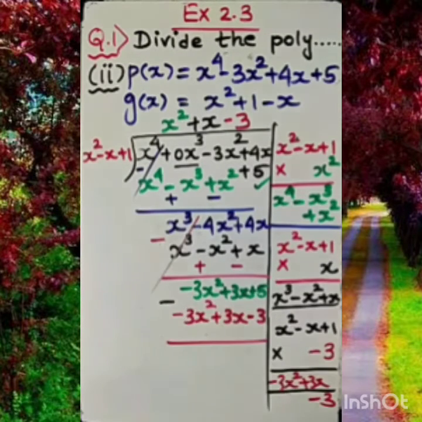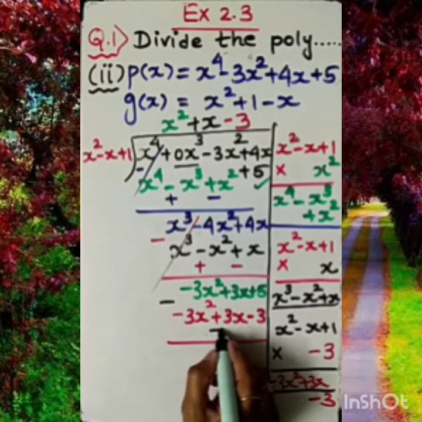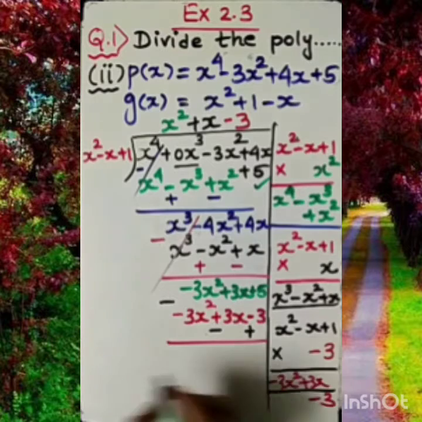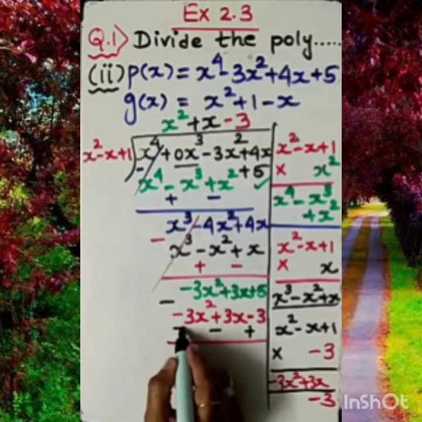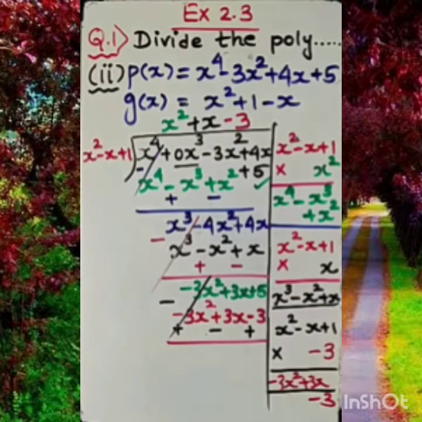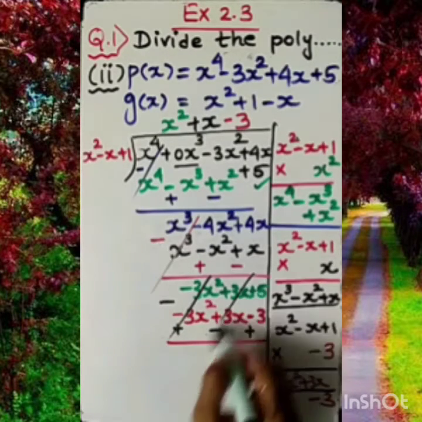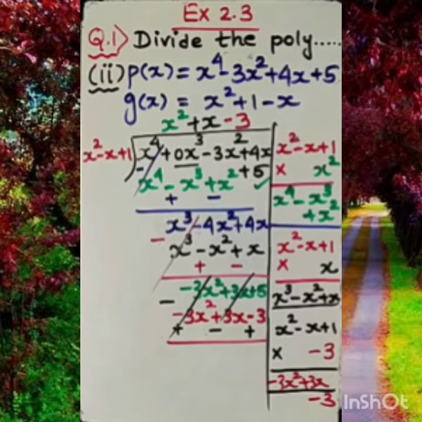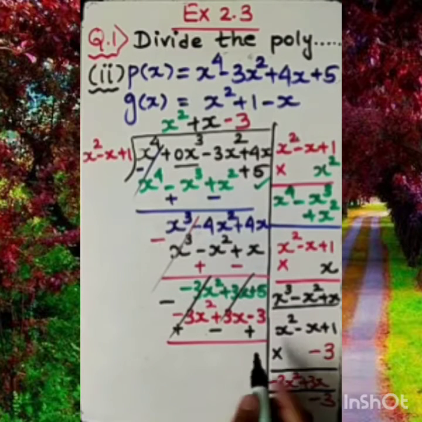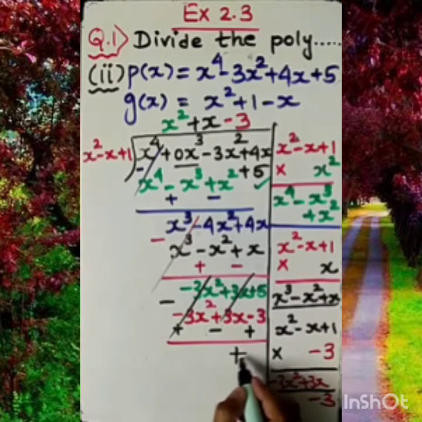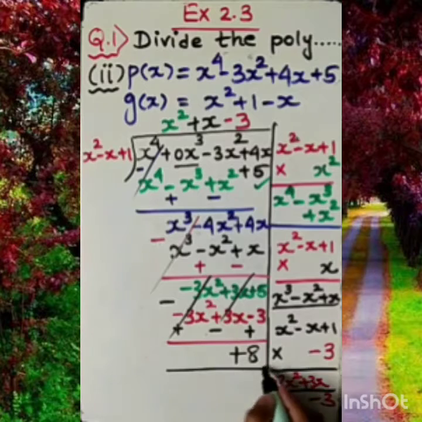So, I am changing the sign. This is minus, so this will become minus and this minus will become plus. This will become plus, you can mention, no issue. This will be cancelled. Plus 3x minus 3x also cancelled here. So, plus 5 plus 3, that is plus 8 will remain.